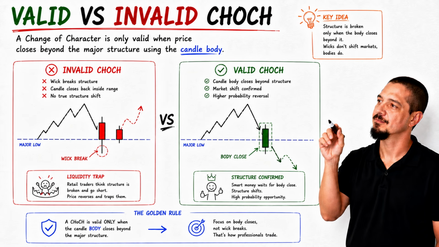For a change of character to be considered valid and highly probable, the price must break and close above the recent major high with the candle's body. Any penetration merely by a shadow or wick is regarded as insufficient.